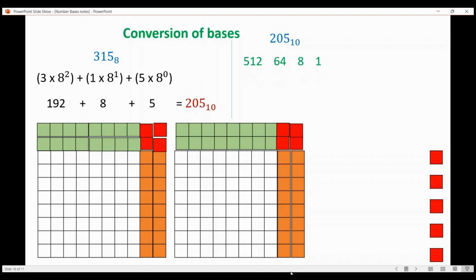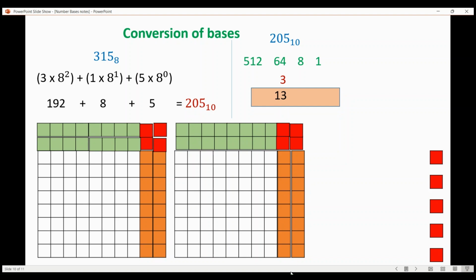Can we get groups of 512 in 205? No, it's too big. Can we get groups of 64 into 205? Yes, we can. So, how many 64s can we get into 205? A simple division, and it will give us 3 groups of 64, which is 192. We have that on the left-hand side. We can see it in our third line. 3 groups of 64 is 192, and we'll have a remainder of 13.